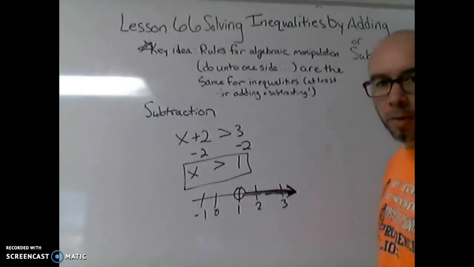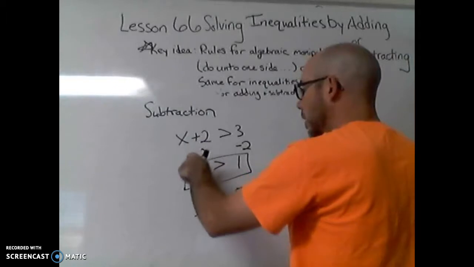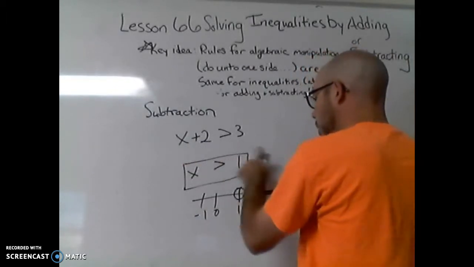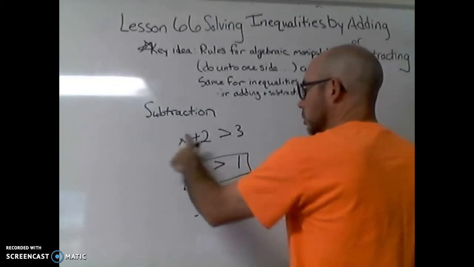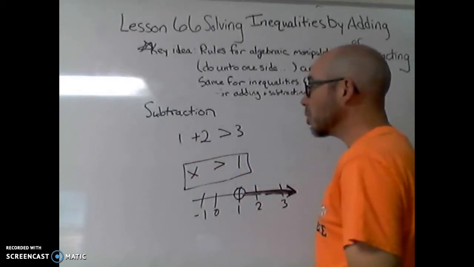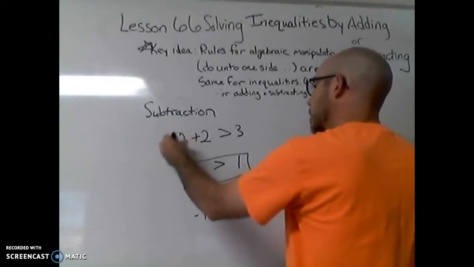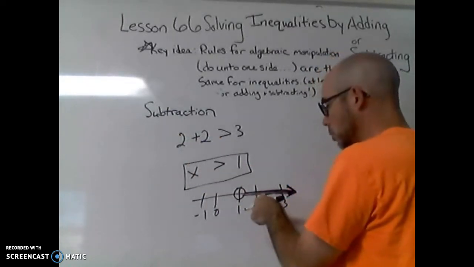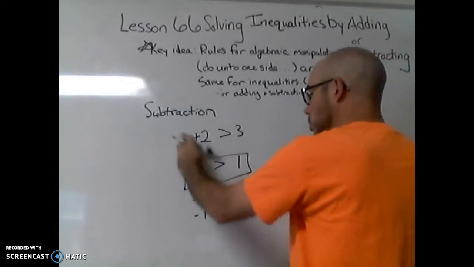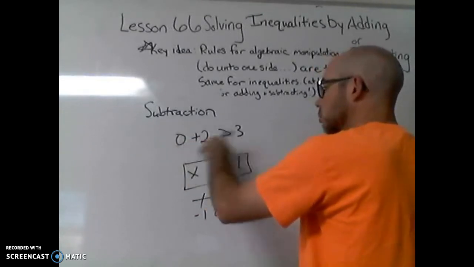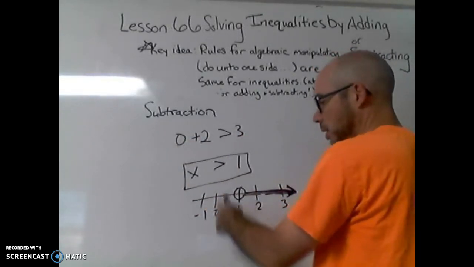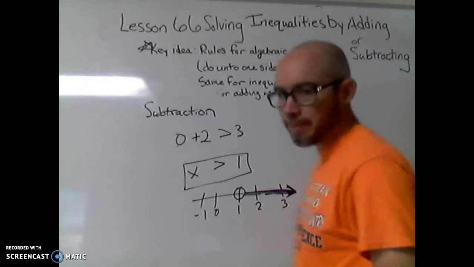And there's our answer. We don't fill that in because if we went back to our original equation and we plugged in 1, 1 plus 2 is not greater than 3, it is equal to 3. We plug in 2, that's true. We plugged in 3, that's true. But if we plugged in 0, that's not true. And that makes sense because that would be over here.